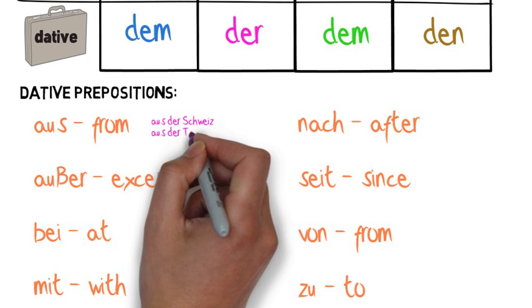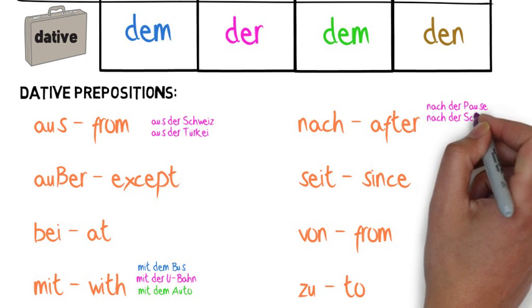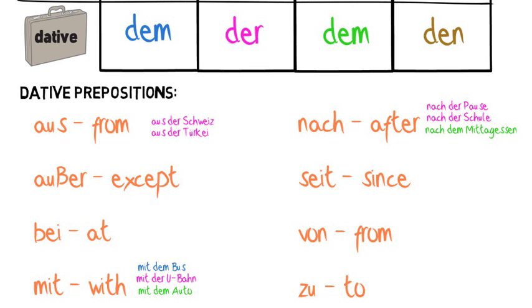You have seen some of these before, though you may not have realized you were using a dative preposition. For instance, you might have seen someone say, Ich komme aus der Schweiz, or Ich komme aus der Türkei. Both der because they're feminine nouns after the dative preposition aus. Or you might have heard someone tell you, Ich komme mit dem Bus zur Schule, or mit der U-Bahn, or mit dem Auto. Or you might have used the phrases nach der Pause, and nach der Schule, or maybe even nach dem Mittagessen. Der on the first two because of the feminine dative, and dem because of neuter dative.